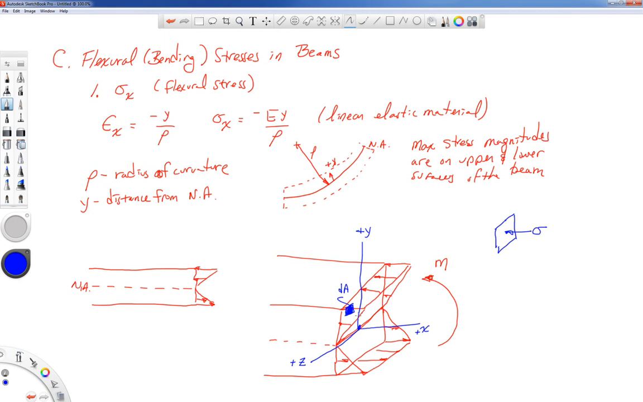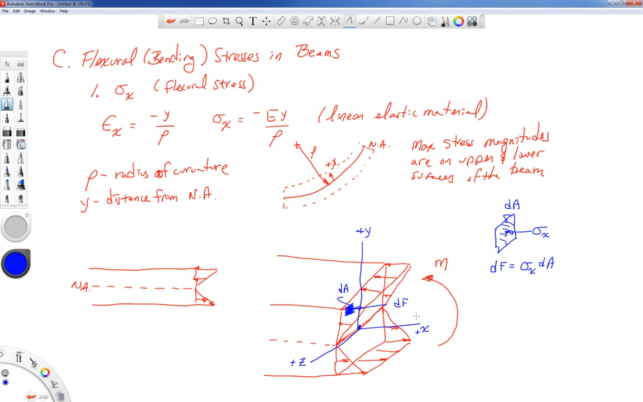And notice it's pointing that way on the top. It's going to the left. Okay, so this is my area dA. If I wanted the little bit of force that acts on that little bit of area, since force is equal to stress times area, a little bit of force would be equal to that stress, we'll call that sigma x because it's in the x direction, times the area that it's acting on, dA. So that gives us a little bit of force right here.